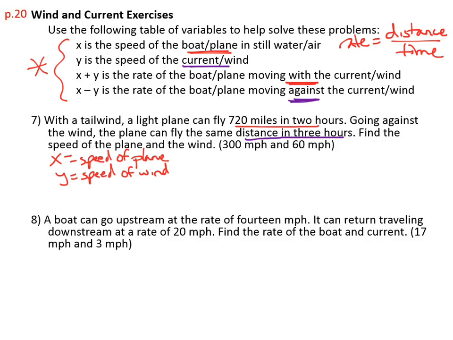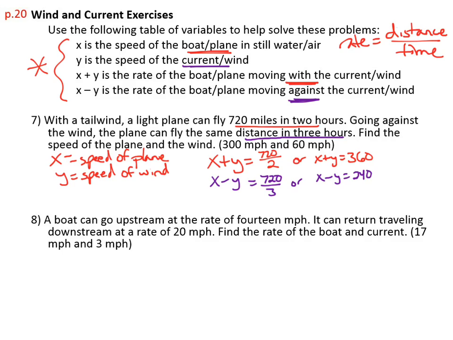So if we're talking about moving with the wind, or when we have the tailwind, then we can say that x plus y is equal to that 720 divided by 2, or x plus y is going to be equal to 360. Then that return trip going against the wind, we have the headwind, then we have x minus y is equal to 720 divided by the 3 hours that it takes. Well, 720 divided by 3 is going to be 240.